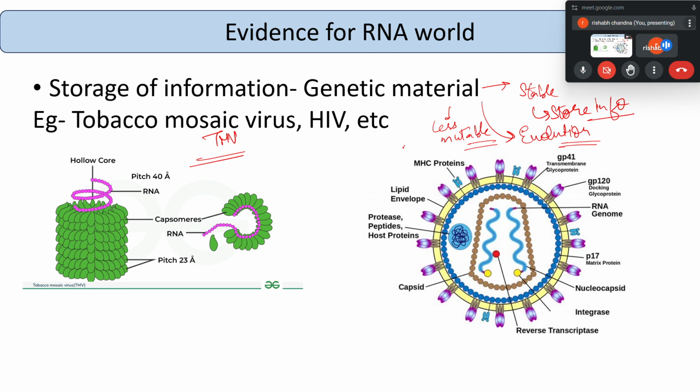And RNA being more unstable rather than stable, it cannot store information for a long time. So it tends to mutate very fast. Okay, so that's why nature decided to not keep RNA as a genetic material for higher organisms. That's why it has only settled in some viruses like the tobacco mosaic virus and HIV. So when these viruses replicate more, they tend to accumulate mutations more.